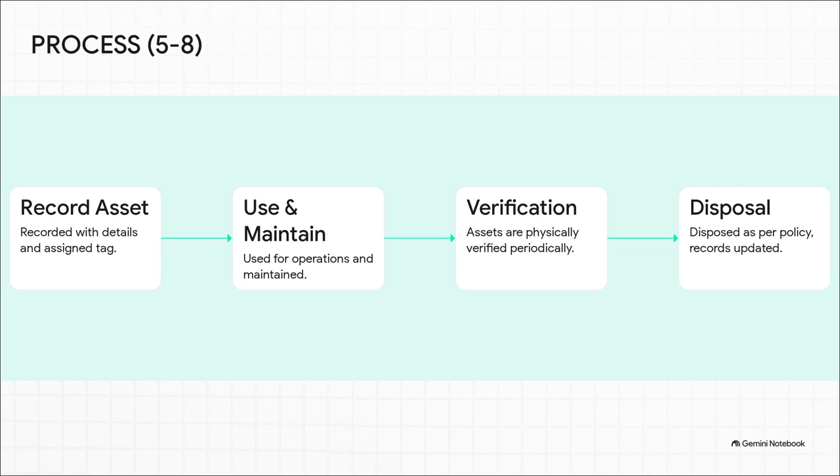Then we pick up with Step 5, recording it in the asset register and slapping a physical tag like a barcode on it for tracking. Step 6 is the active phase, using and maintaining the asset throughout its life.